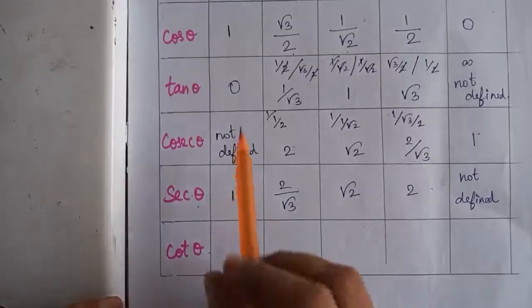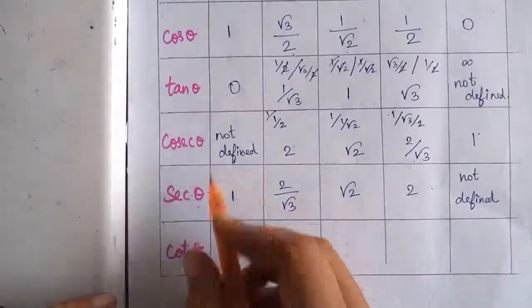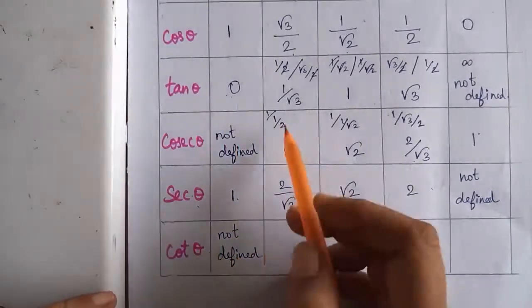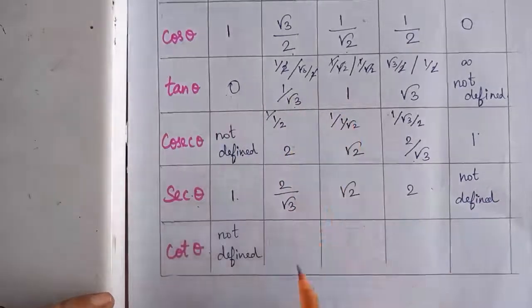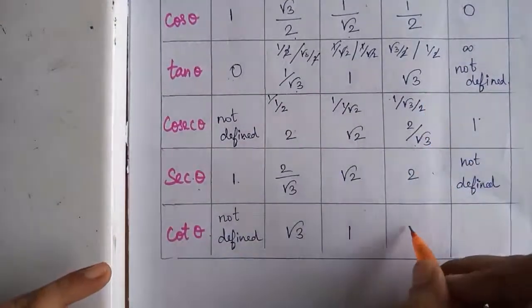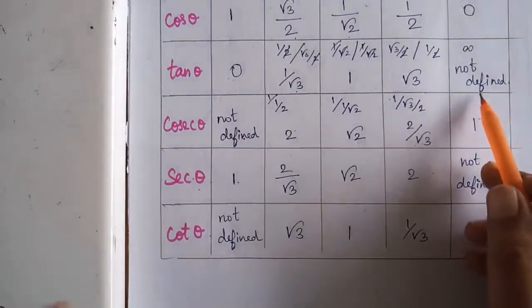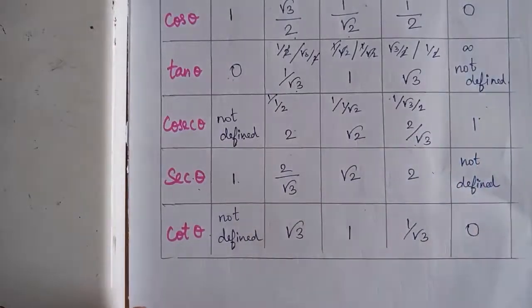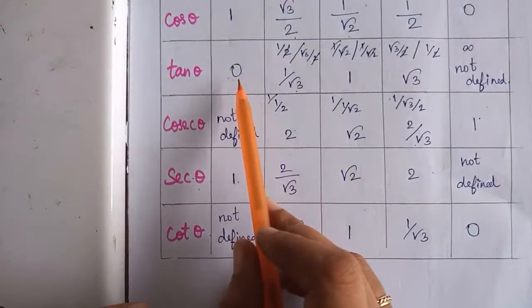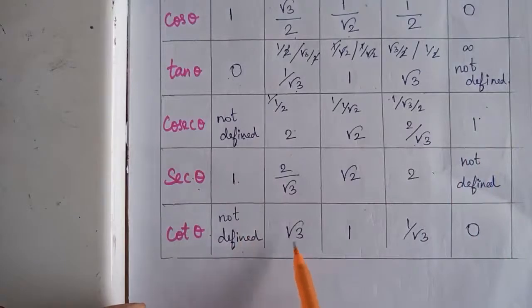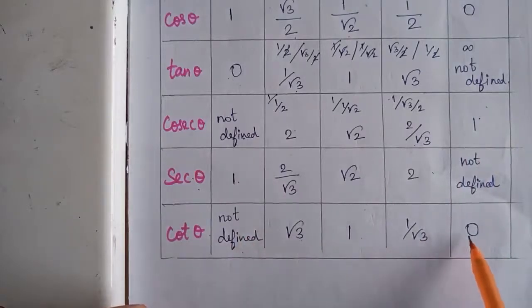So finally, cot theta is equal to 1 by tan theta. So 1 by 0 is not defined. 1 by 1 by root 3 is root 3. 1 divided by 1 is 1. Root 3 becomes 1 by root 3. And this is infinity, that is 1 by infinity is 0. So if you see tan theta and cot theta, you get the trigonometric values as 0, 1 by root 3, 1, root 3, not defined. And here you have not defined, root 3, 1, 1 by root 3, 0.